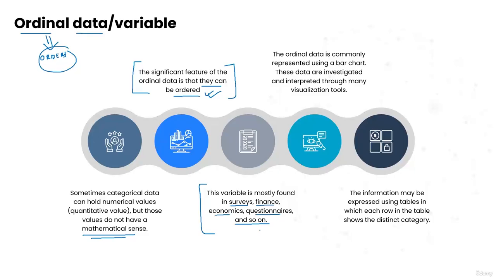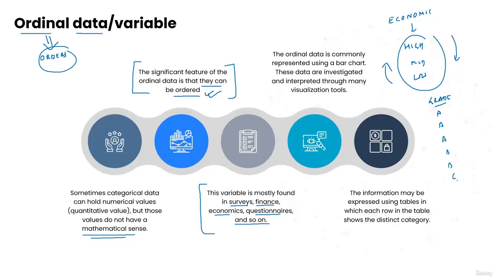What are some of the examples of ordinal data? One example is economic status. Economic status could be high, it could be mid, it could be low, and we already know it's in an order, right? It starts from low to high. Or else, let's say you are analyzing students' grading system. Some people have got A, some people have got B, some people have got C, some have got D, and we already know that it's in an order. So these kinds of data are called ordinal data.